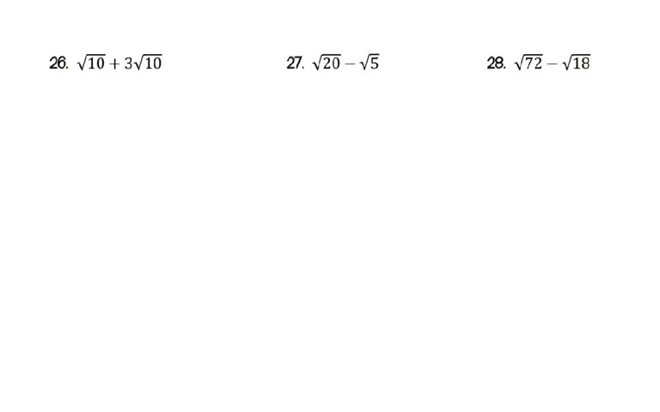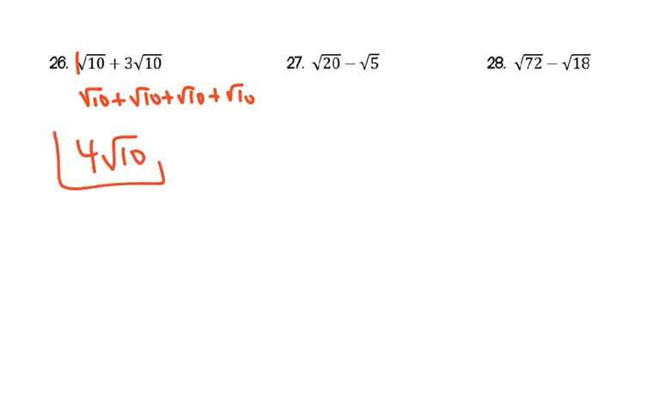Okay, let's do some examples. We'll do the first few together. So number 26, I've got 1 square root 10, and then I've got 3 square root 10. So I've got 1 of them, and I've got 3 of them. So what do I have? I have 4 of them. Square root of 10, it's 2 times 5, and there's no pairs, there's nothing I can do, so that would be my simplified answer.